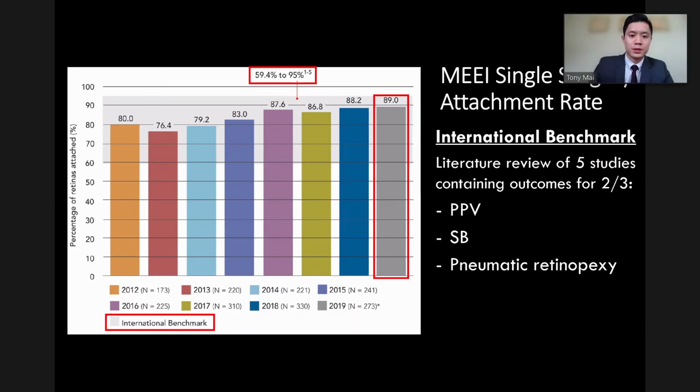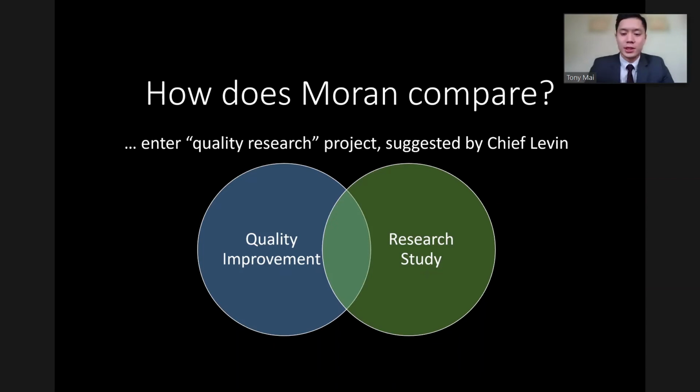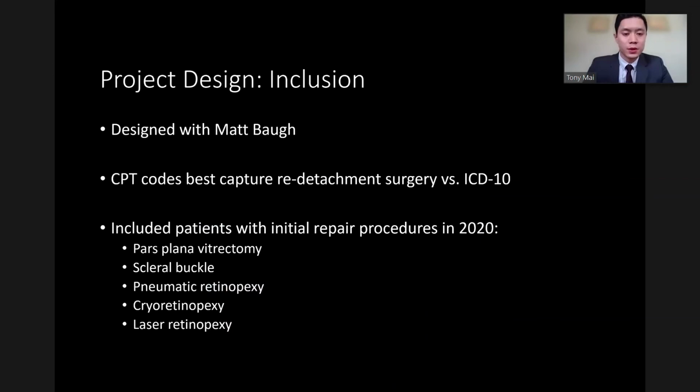So the question now is, how does Moran compare? And I like this term that was suggested by Dr. Levin, quality research project, in that it is a combo between quality improvement and a research study, in that we are still looking at Moran's data here, hoping to find some way to improve ourselves and see what our benchmark is. But in order to do so, we need to do a bit of a research study to find that out first. So this project was designed with the help of Matt Baugh.